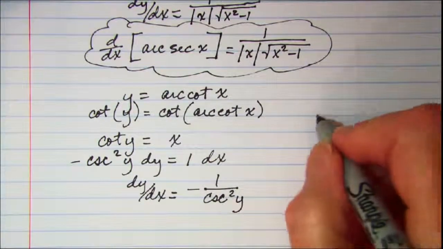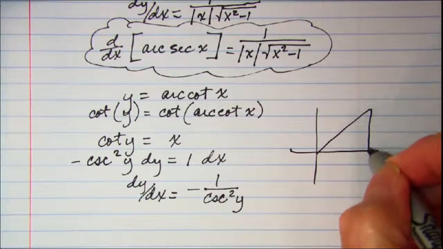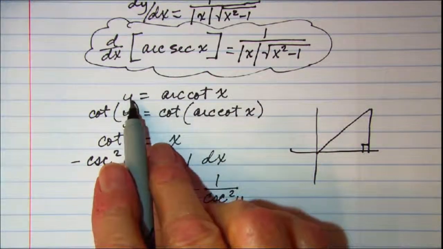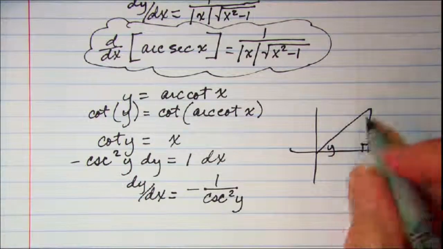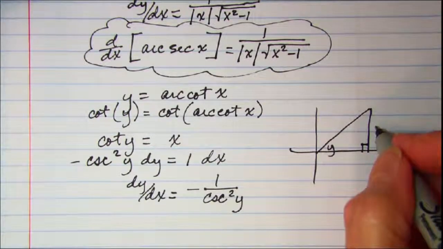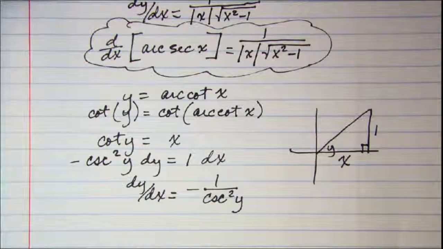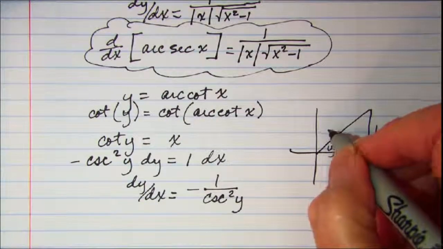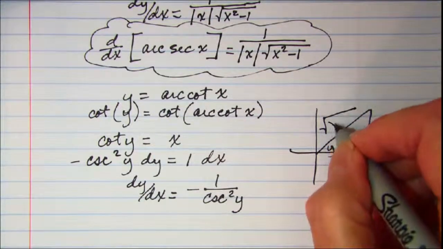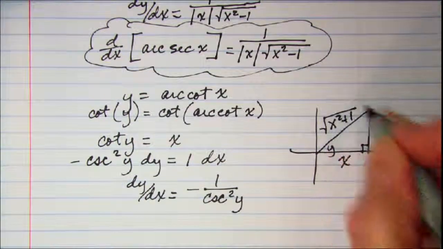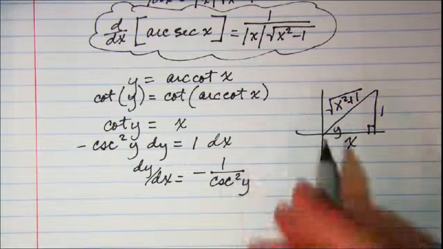Again, let me draw my reference triangle. y is the angle whose cotangent is x. I'll put y as my angle, and then cotangent is x means that this is 1 and this is x. So our hypotenuse then is the square root of x squared plus 1 squared. So I can sub in now into this expression.